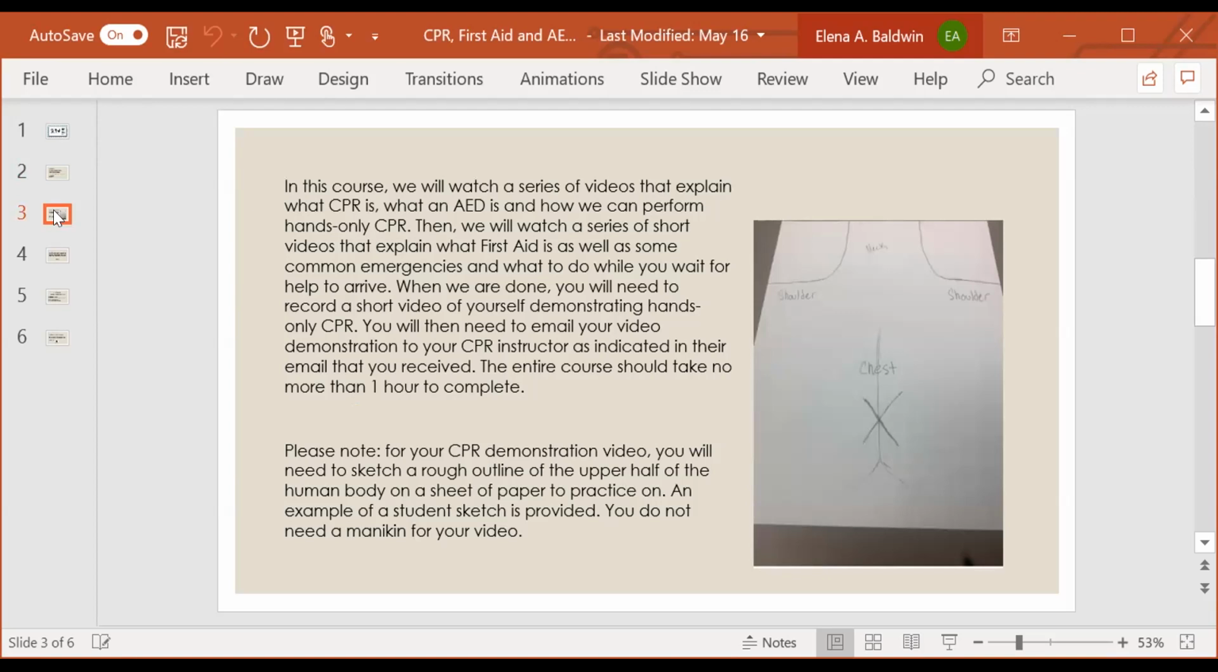Please note, for your CPR demonstration video, you will need to sketch a rough outline of the upper half of the human body on a sheet of paper to practice on. An example of a student sketch is provided. You do not need a mannequin for your video, even though the training videos that we are going to watch do have a mannequin. Please know that you do not need one. Having the piece of paper to practice on is sufficient.